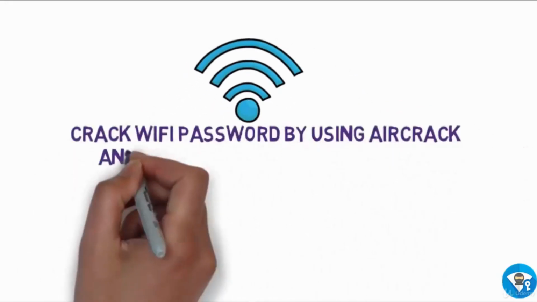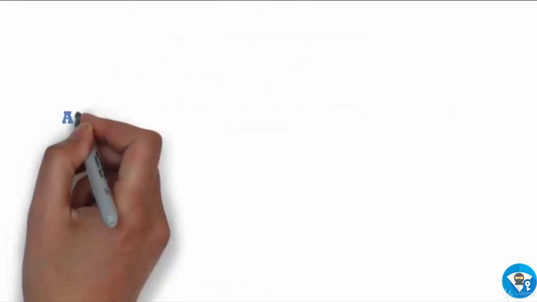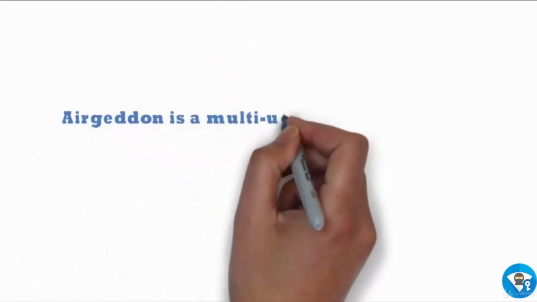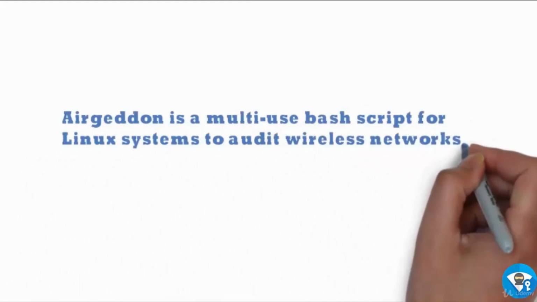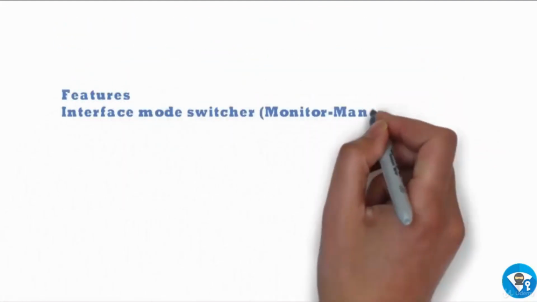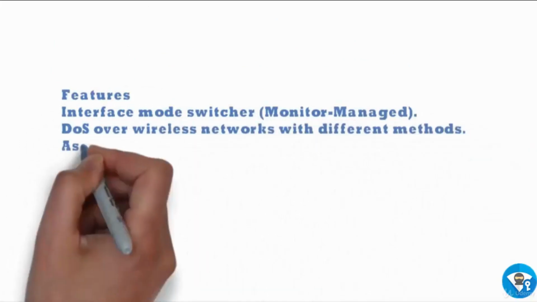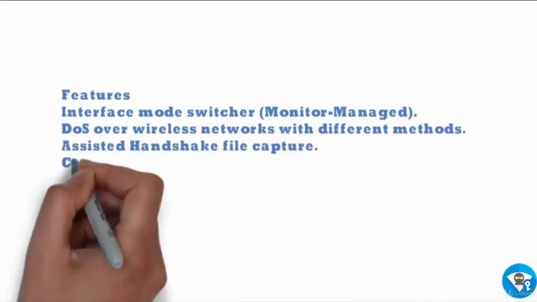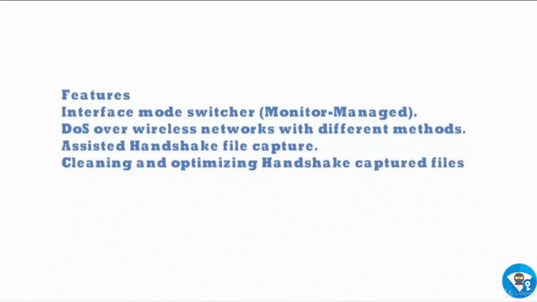Welcome to this video. We are going to learn how to crack a Wi-Fi password by using Aircrack and Crunch in the Airgeddon tool. Airgeddon is a multi-use bash script for Linux systems to audit wireless networks. Features are an interface mode switcher, meaning monitor manager, DoS over wireless networks with different methods, assisted handshake file capture, and cleaning and optimizing handshake captured files.